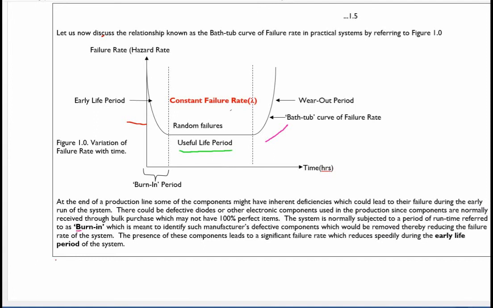It's also known as the burning period, where initially you subject it to a runtime to identify the manufacturer's defective components, and when you identify them, you remove them, thereby reducing the failure rate. That is why at this point the failure rate, by the way, this curve is a function of the failure rate and the time.